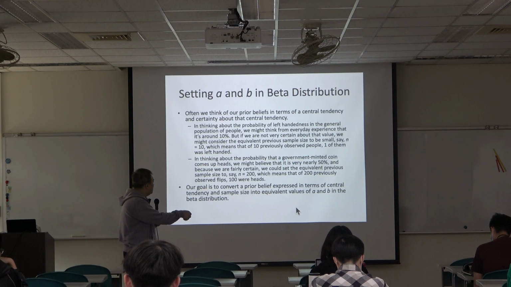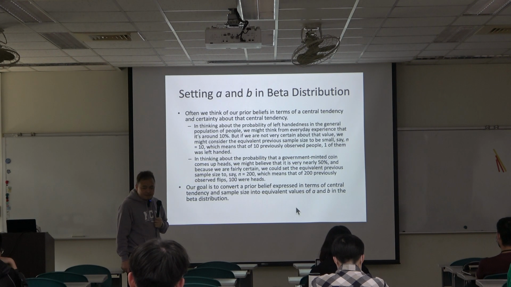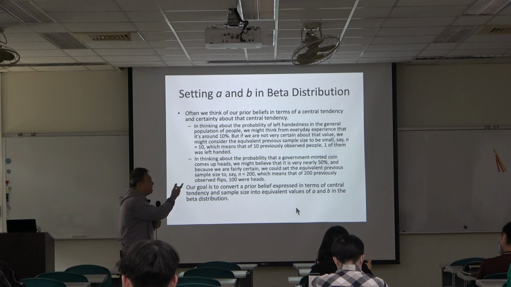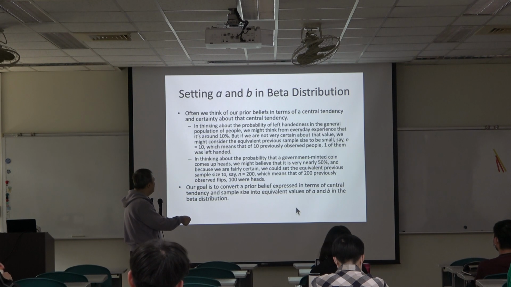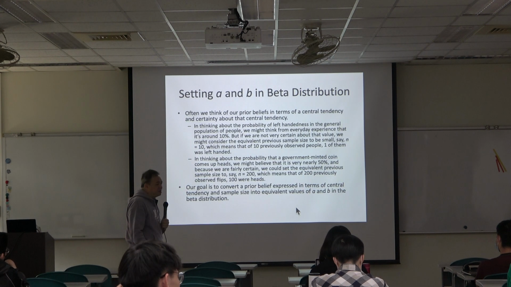In this case, you can set alpha to be 1 and beta to be 9. It's just like you have 10 trials, and out of those 10 trials, 1 is left-handed. So A, or alpha, is 1, and B, or beta, is 9. Or think about the probability that a government-minted coin comes up heads. Such a probability should be very, very near 50%.